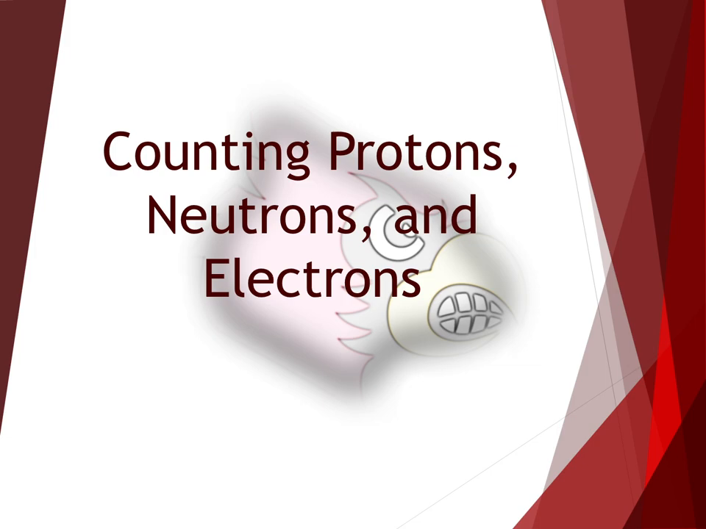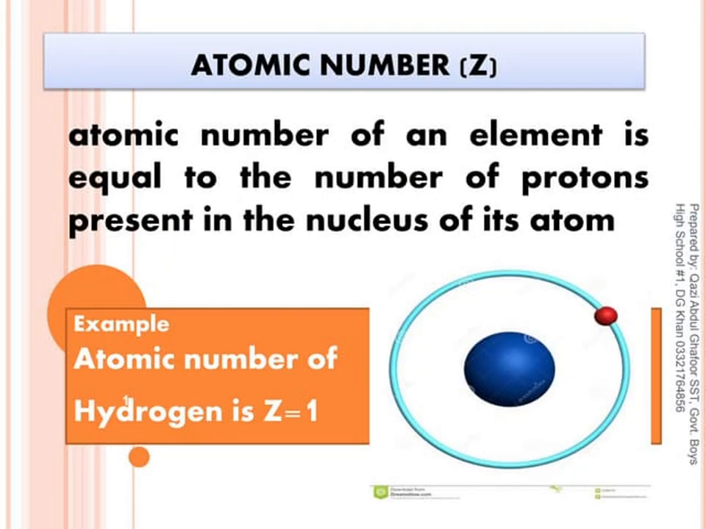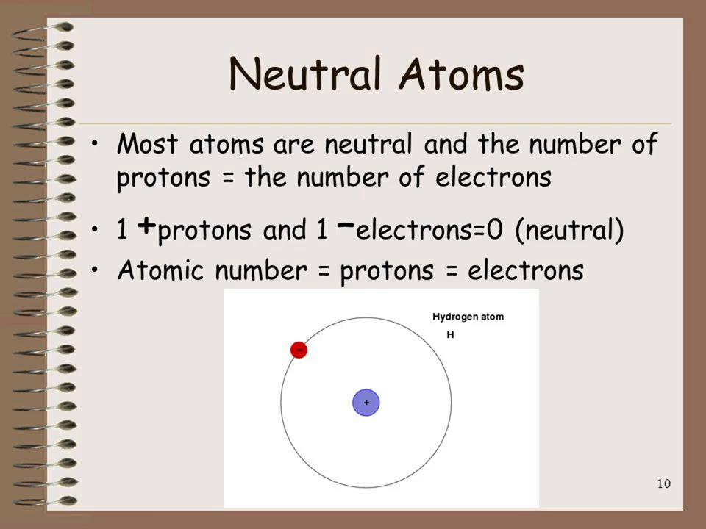Our first main idea: counting protons, neutrons, and electrons. The atomic number of an element equals the number of protons in the nucleus of the element's atoms. Every element has a different atomic number because the element's atoms contain different numbers of protons. The number of electrons in a neutral atom equals the number of protons in the atom's nucleus.